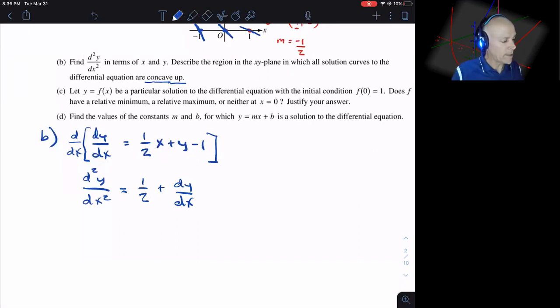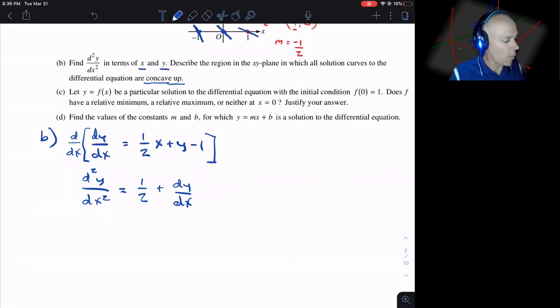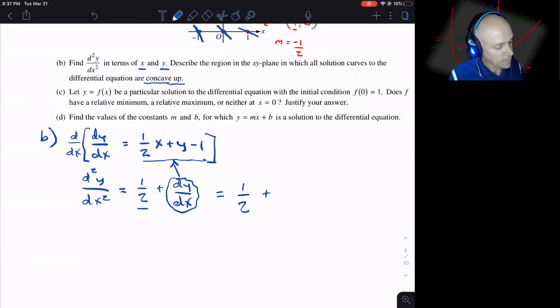Okay, well, I'm not done yet because they said find the second derivative in terms of x and y. I have the second derivative really just in terms of dy dx. So I have to do one more substitution. I need to substitute in what dy dx equals, which is 1 half x plus y minus 1. So I'm going to rewrite this right side as 1 half, that's my 1 half there, plus 1 half x plus y minus 1.